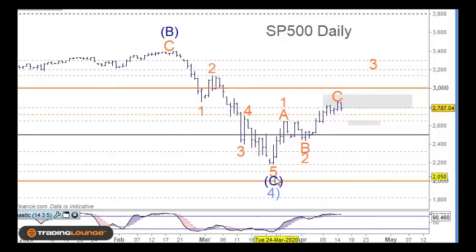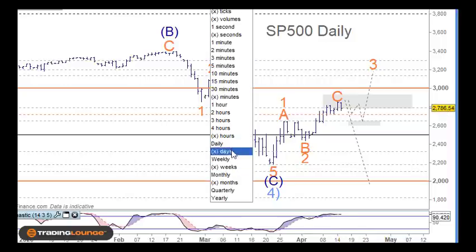So here's our 3 waves from wave 4. We've either got an A and a B and a C, and we've got a top in place here, and we come straight down from that point, or we have a little A, B and C correction here, and then we move higher from that point. Either way, we'll see some type of correction come in at this particular point here.